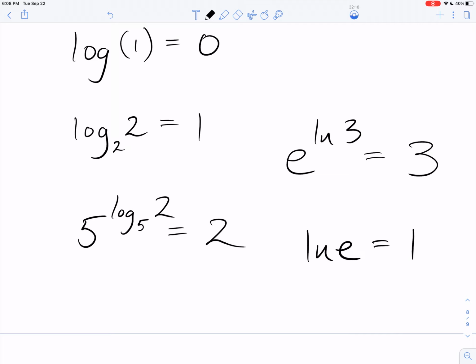Wait, I don't get that one. Well, it's log base E of E, ain't it? Matchy match. That's a 1. But we don't write this because kids at math camp would tease us. And we don't need that hassle in our life.